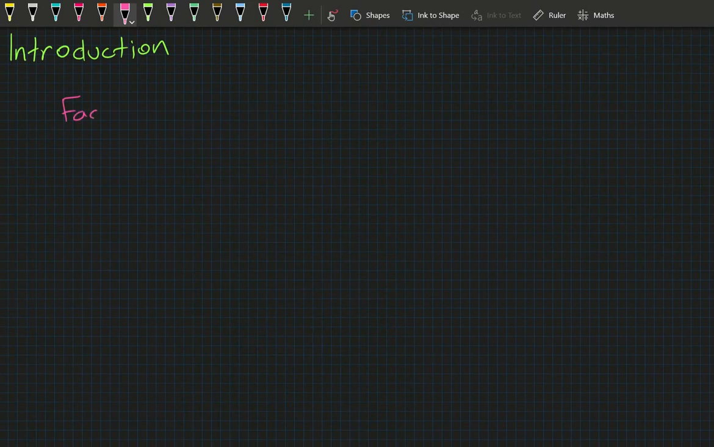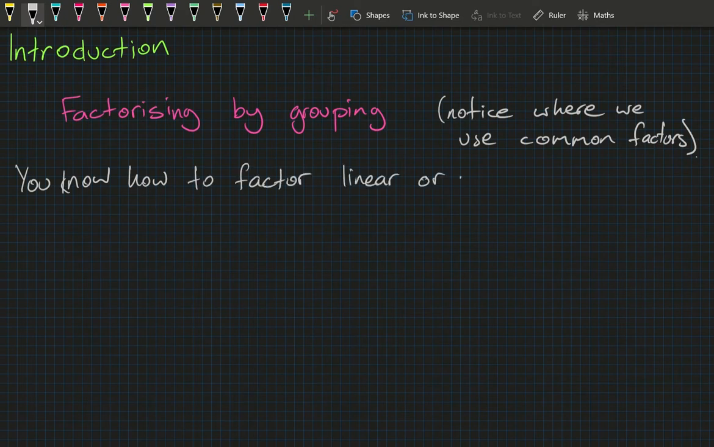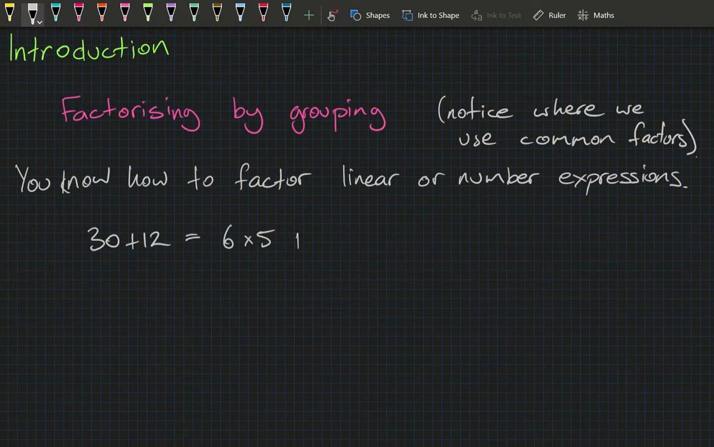Let's start this lesson by learning how to factor by grouping. And we'll sort of take for granted that you have the ability to find a common factor. And so you already know how to use a common factor when trying to factor linear expressions or number expressions. So for example, 30 and 12 have a common factor 6, and 30 and 12 would then equal 6 times 5 plus 2. So no surprises that 42 is equal to 6 times 7.